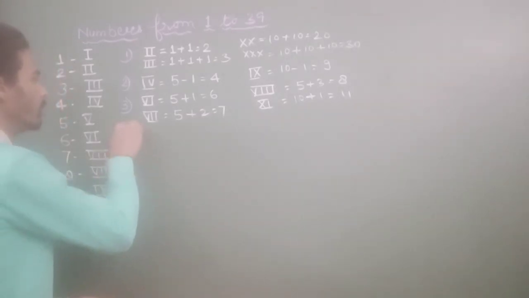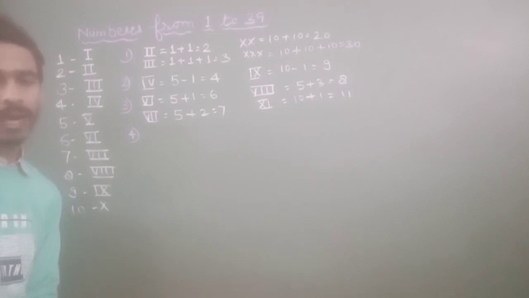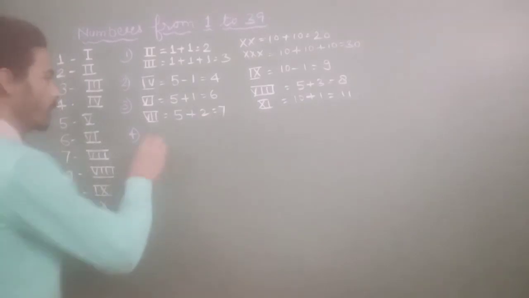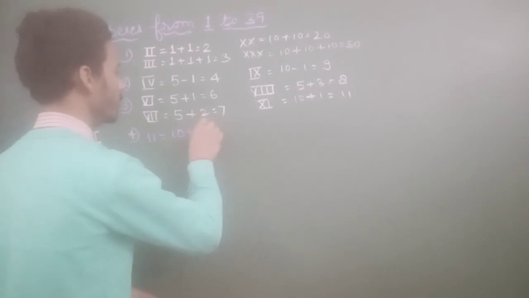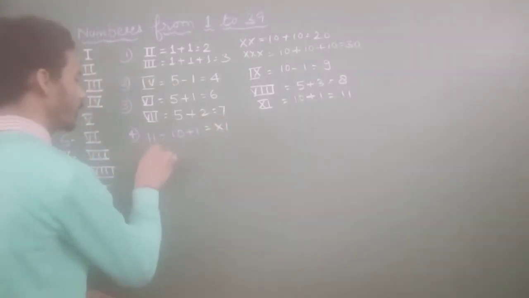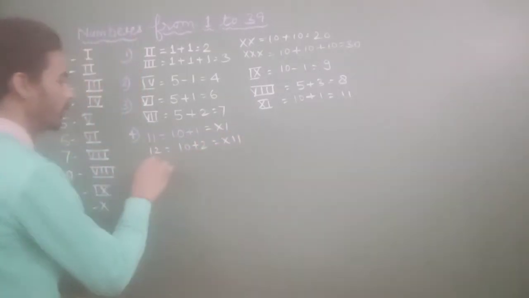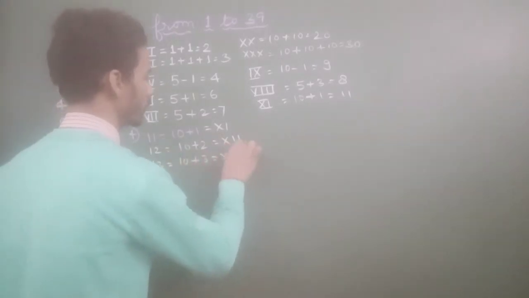Now the next rule is rule number 4. To write numbers greater than 10, they are expanded into tens and ones, and appropriate letters are used. For 11, there is 10 plus 1, that is XI. For 12, there is 10 plus 2. For 10 there is X, and for 2 II.